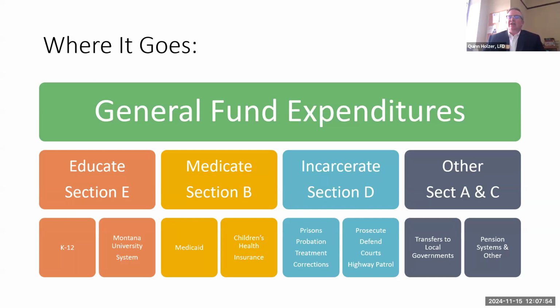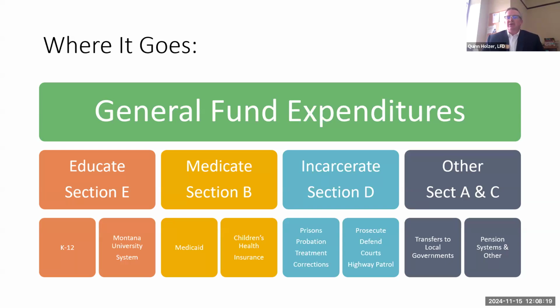You'll see sections A and C there. Section A is general government. And there's actually a much larger component of general fund that goes through that than you might think. A lot of that is transfers to local governments, though. So when you see a large general fund expenditure through Section A, don't forget that a lot of that goes to local governments and pension systems. So by no means is it not used for anything other than to educate, medicate, and incarcerate.